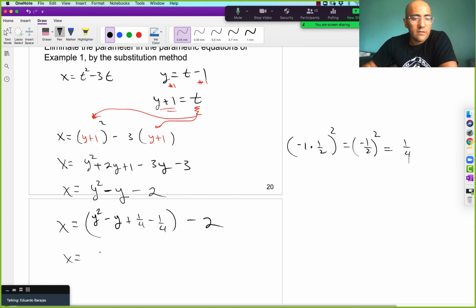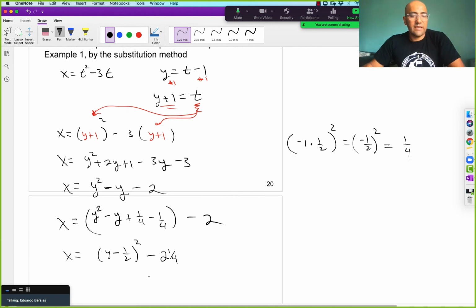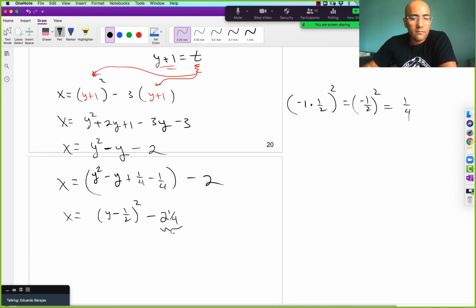And so this is going to be equal to y minus 1/2 squared. And then we have this minus 1/4 and minus 2. So as a mixed number it is minus 2 1/4, but we don't want to leave it mixed. So x equals y minus 1/2 squared minus 9/4.